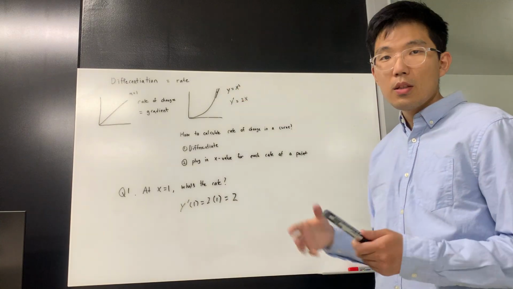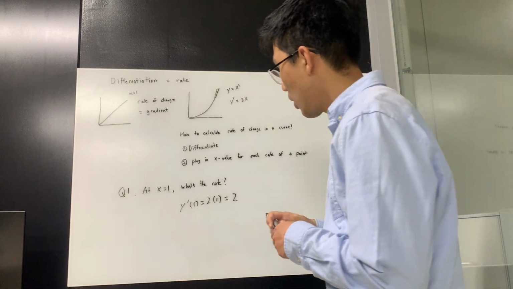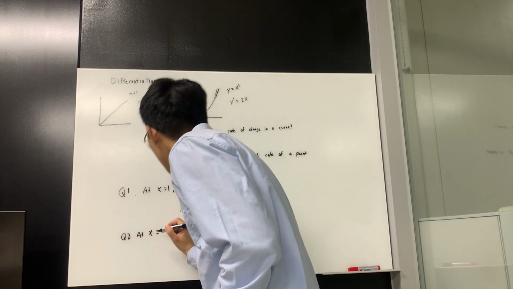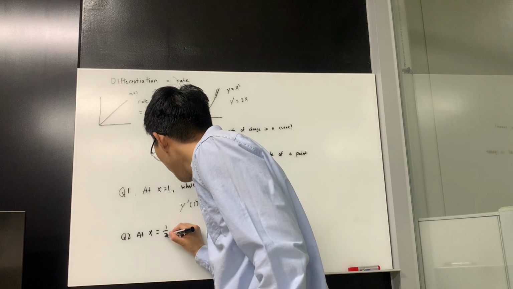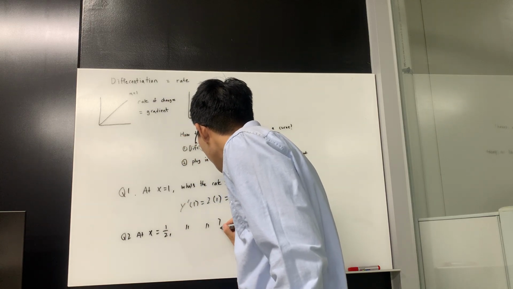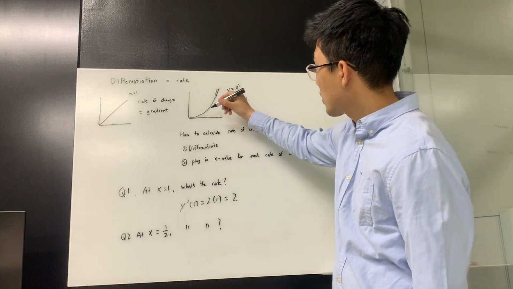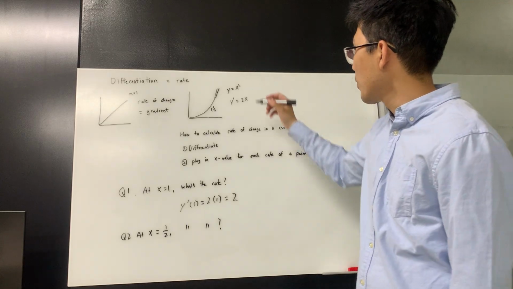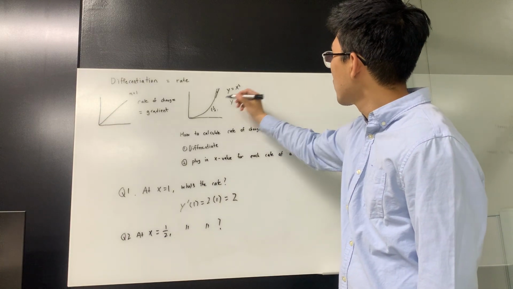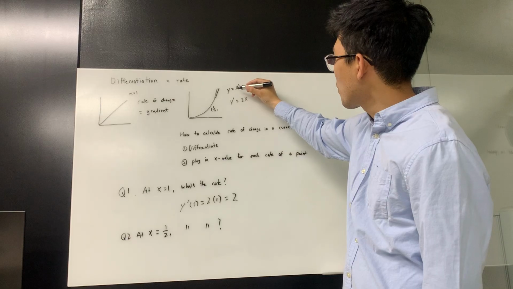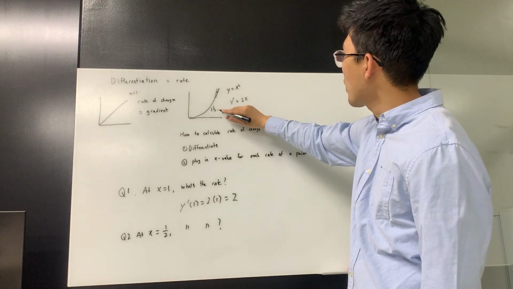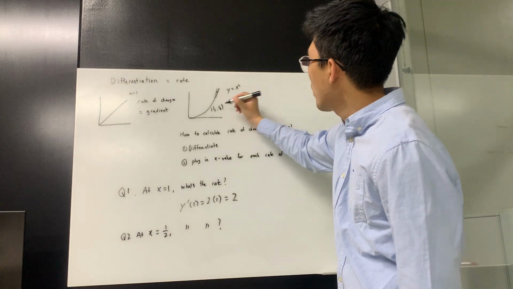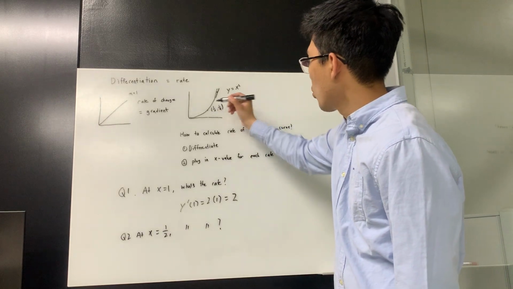Okay. Now let's do this a few more times. How about when x is equal to 0.5 or 1/2? What's the rate? And obviously, let's just plug in, get the y value. At when x is 1/2, y is equal to 1/2 squared. So it's 1/4. Okay, at this point, what's the rate of change?